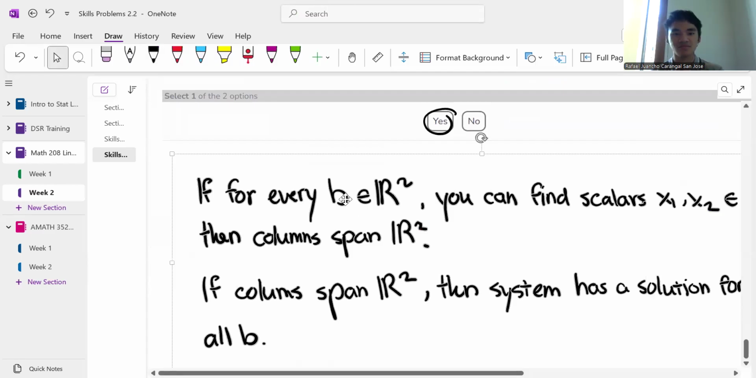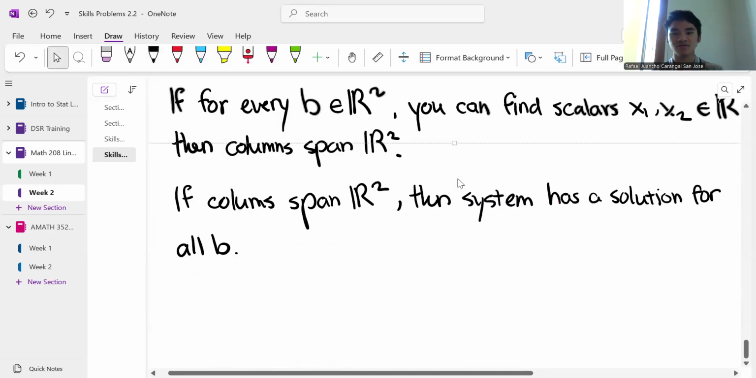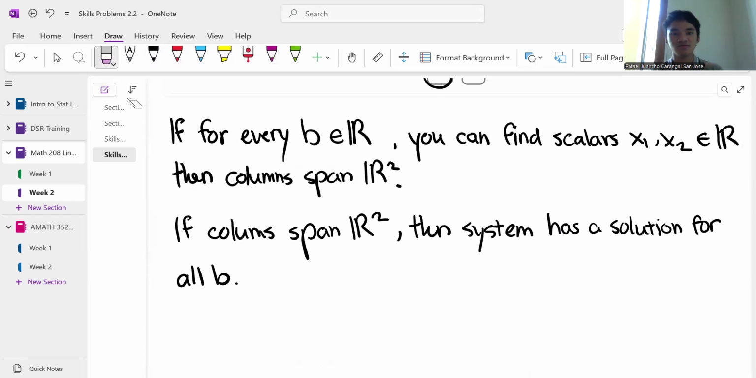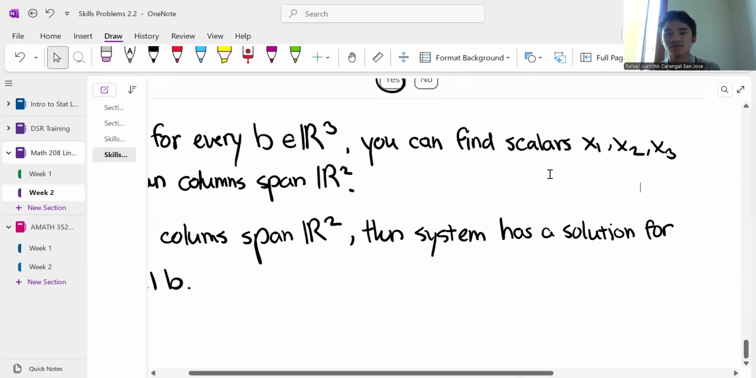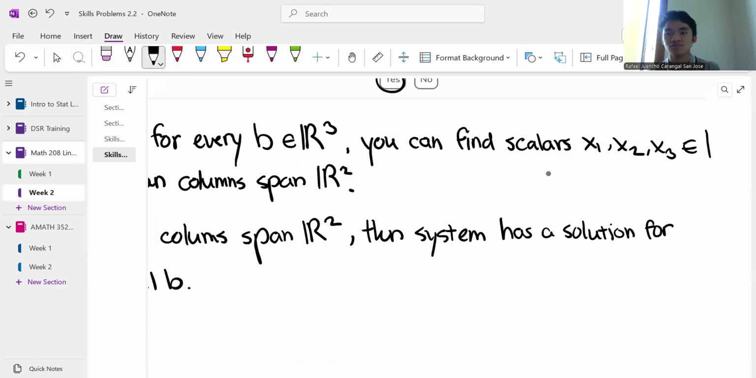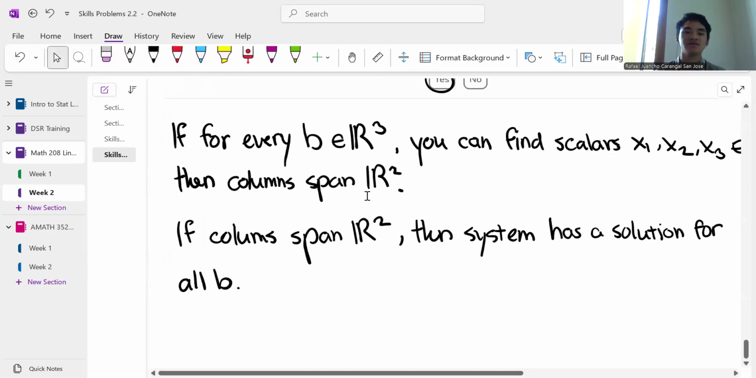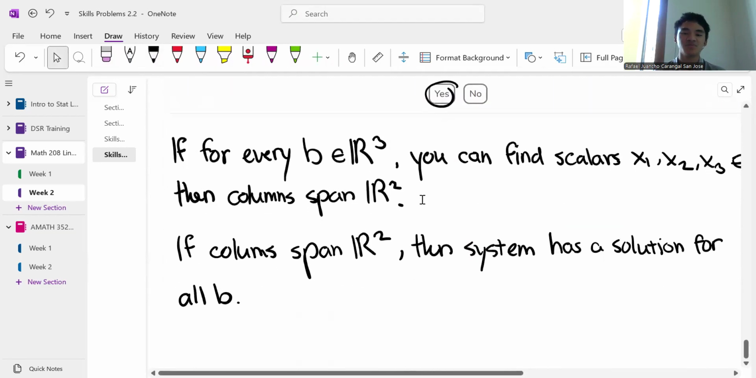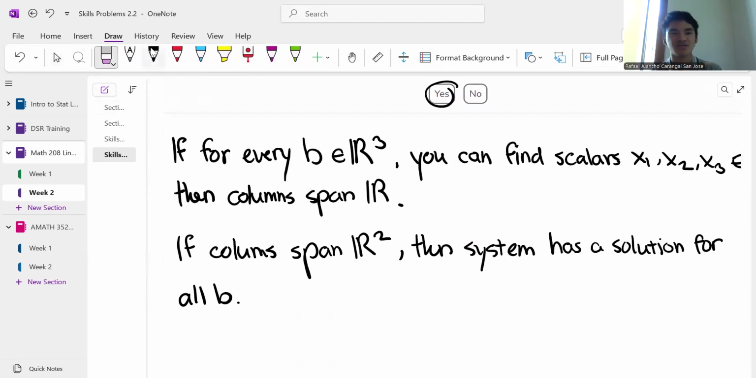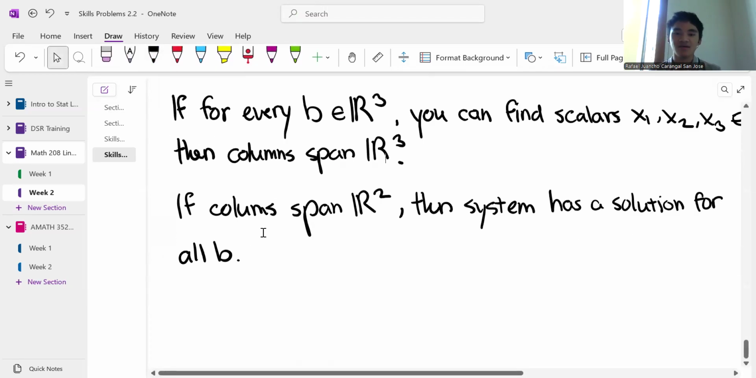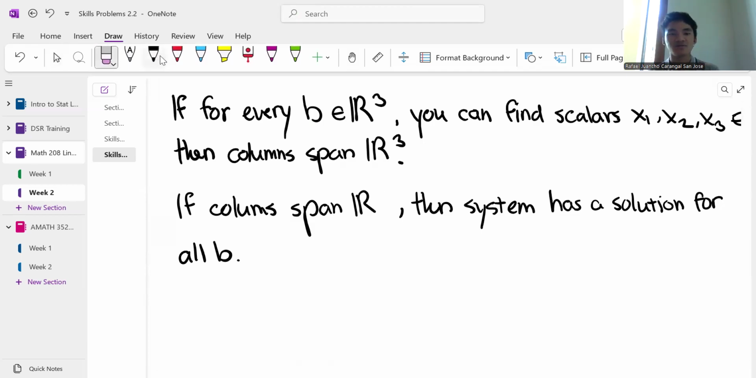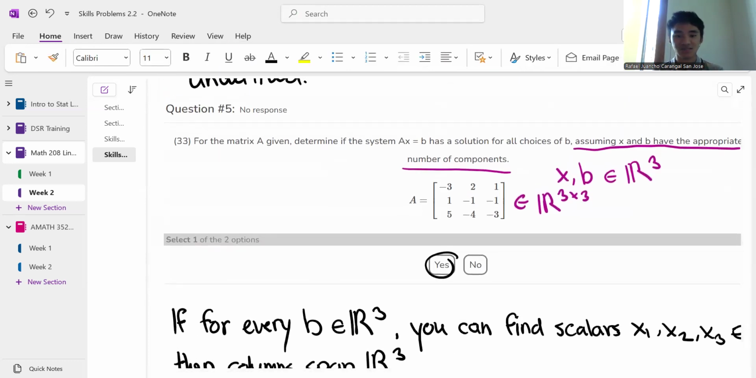Right? So if for every b in R3, we can find some scalars, going all the way up to x sub 3, real numbers, and then all of these columns span R3, which I think it does. I don't see a reason why it wouldn't. If the columns span R3, then the system has a solution for all b. So I would say that's a yes.